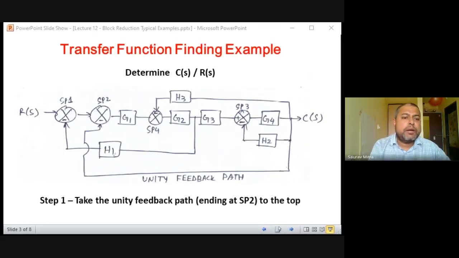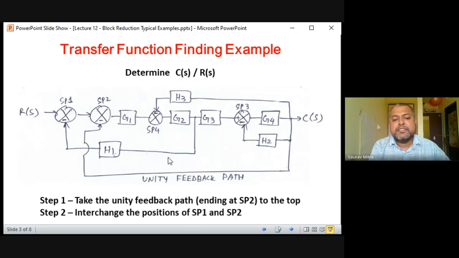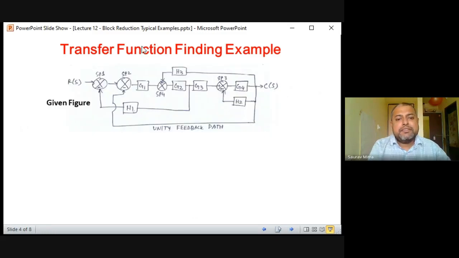And the second thing is to swap the points SP1 and SP2. That is written here: interchange the position of SP1 and SP2. We call it swap or interchange, same thing. Now this is the figure given, so we will see the solution, how to proceed with it. Again, there are mainly two problems, that is SP1 and SP2.